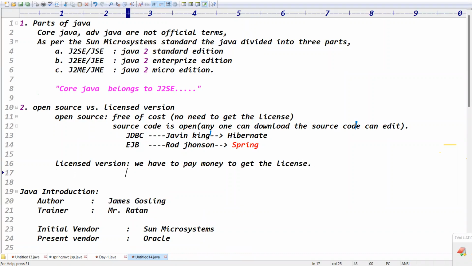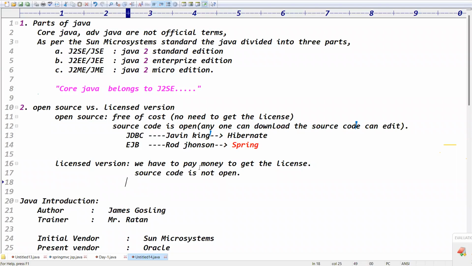Even in the license version, do you think the source code is open? License version, source code is open or not open? You paid money to get the license, but once you get the license, we just have the privileges to use the software. That's it. The source code is not open, right? Because we have to pay money to get the license. They won't share the source code either, guys.